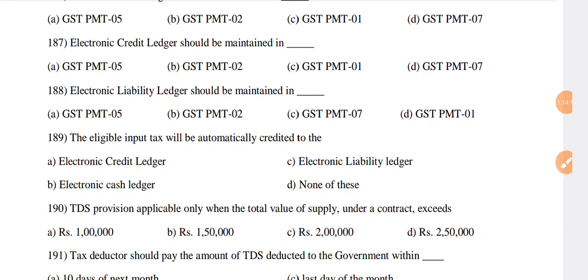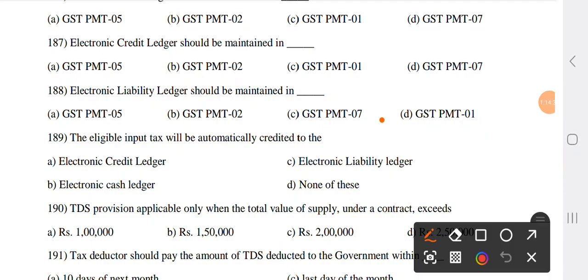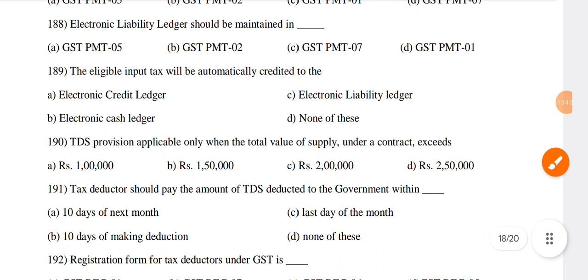Next question, electronic liability ledger should be maintained in dash. Option A, GST PMT 05; B, GST PMT 02; C, GST PMT 07; and D, GST PMT 01. The correct option is D. Next question, the eligible input tax will be automatically credited to the option A, electronic credit ledger; B, electronic cash ledger; C, electronic liability ledger; and D, none of these. The correct option is A.